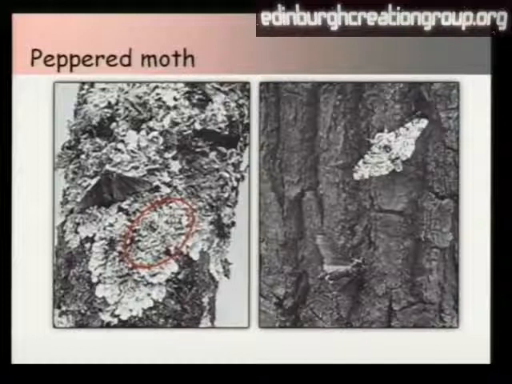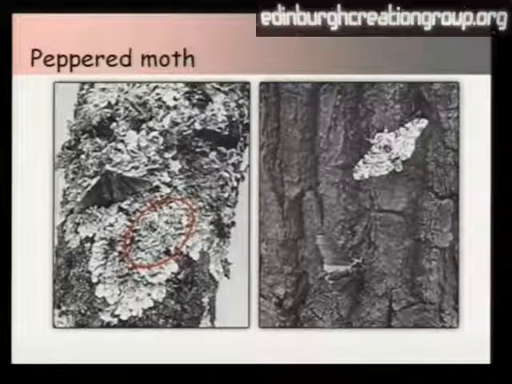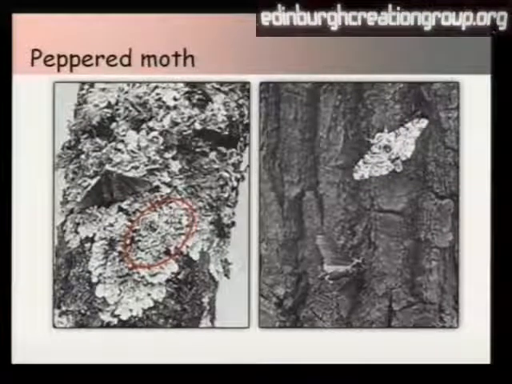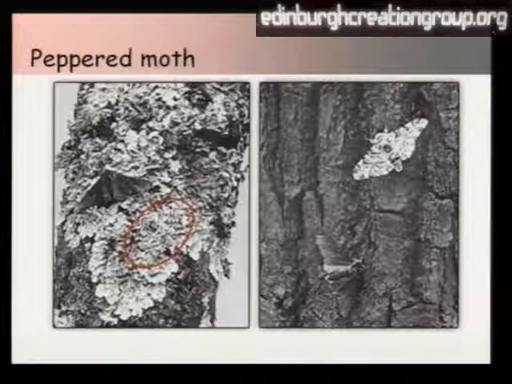The light-coloured moth blends in very well with that lichen and is not visible. And on the right-hand side you have the darkened, soot-covered tree trunk, and of course the light-coloured form is much more visible. If you're a bird looking for lunch, you're going to spot the light-coloured moth on the dark background, and you're going to eat it, so the dark one survives and the light one disappears.